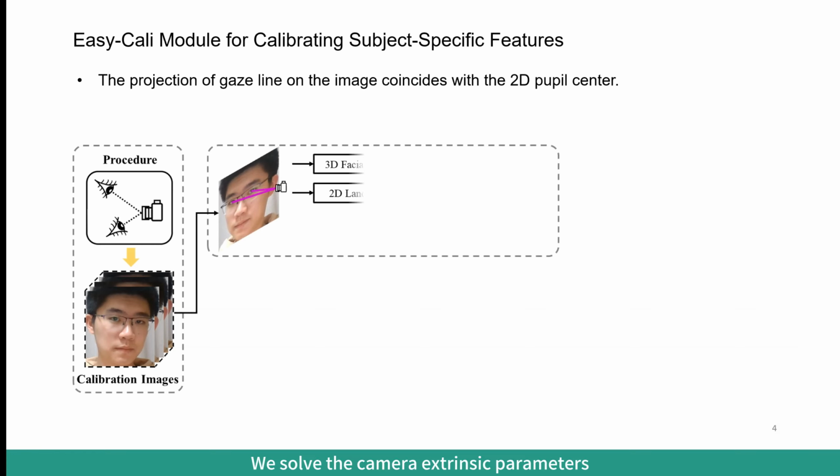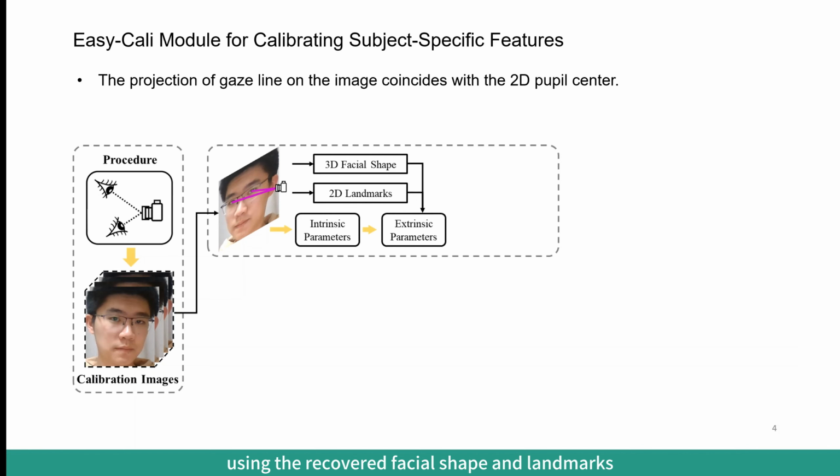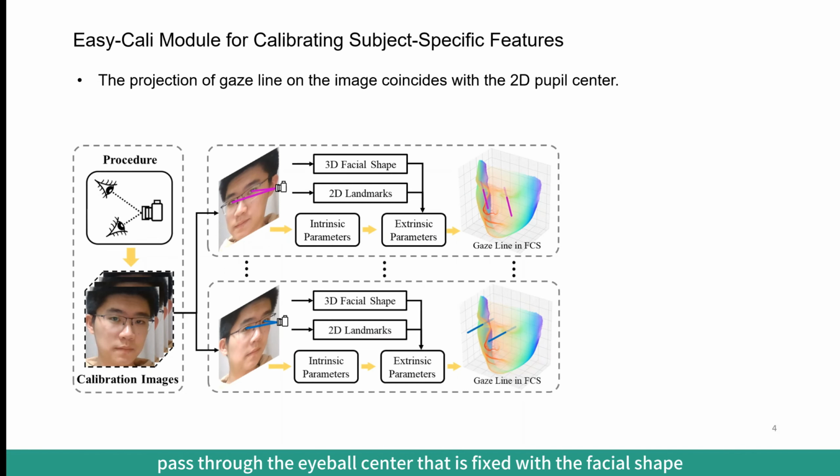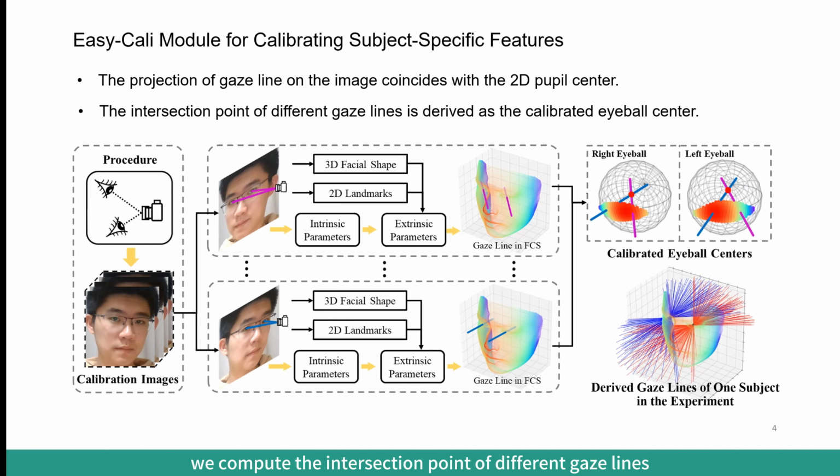We solve the camera extrinsic parameters using the recovered facial shape and landmarks, and the gaze lines on each calibration image are transformed into the FCS. Since all the gaze lines are supposed to pass through the eyeball center that is fixed with the facial shape, we compute the intersection point of different gaze lines as a calibrated eyeball center. Finally, the features are input into EasyGaze3D instead of the original 3D facial recovery and spherical fitting steps, which can reduce the running time for each frame and enhance the performance.